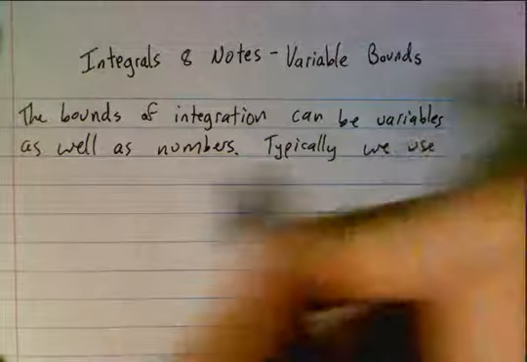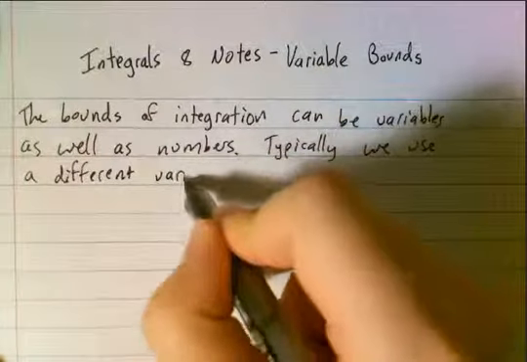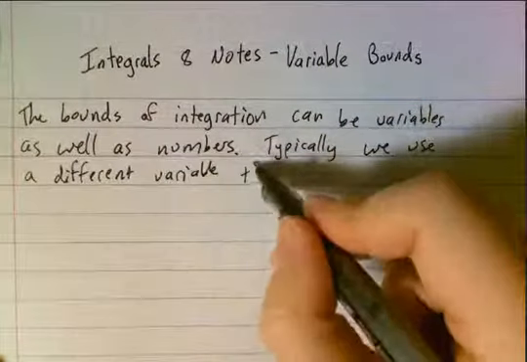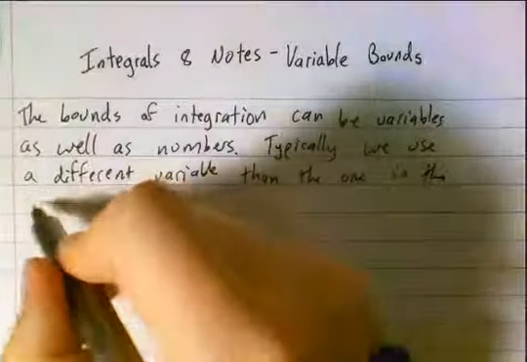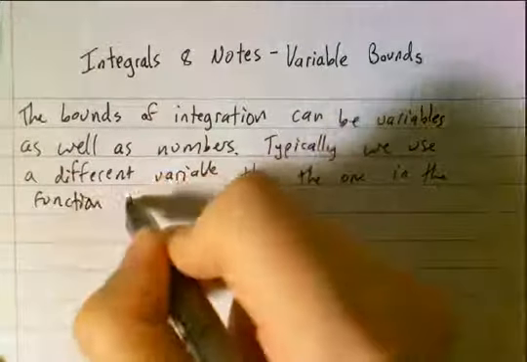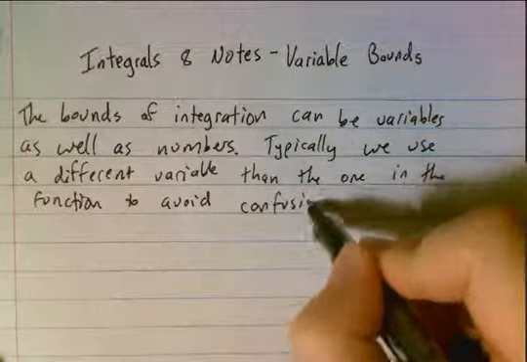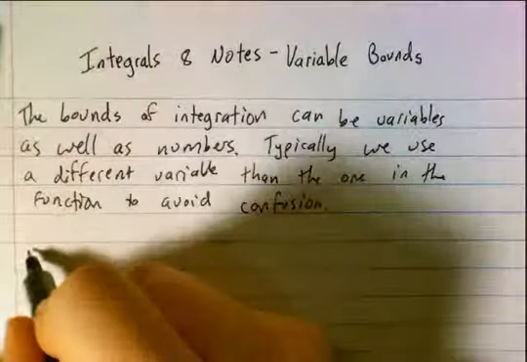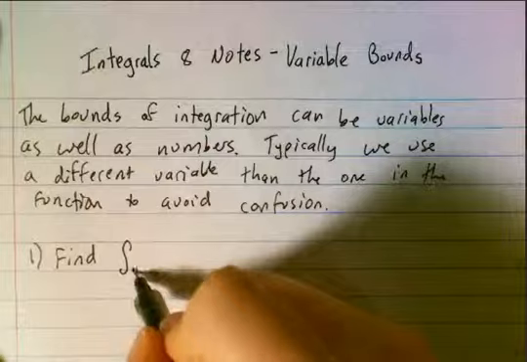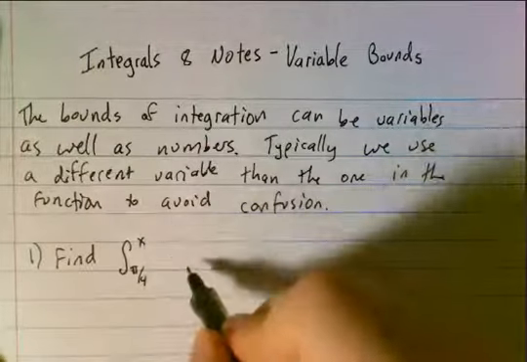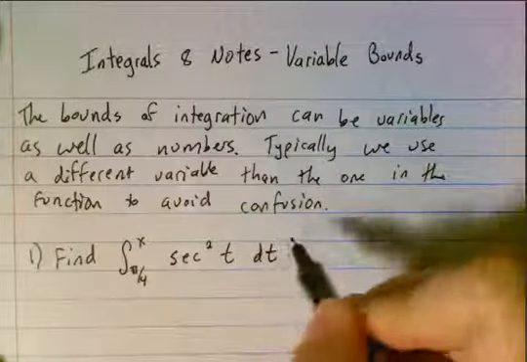Typically, we use a different variable than the one in the function to avoid confusion. So it's entirely okay for us to have problems like this. Find the integral from pi over 4 to x of secant squared t dt.